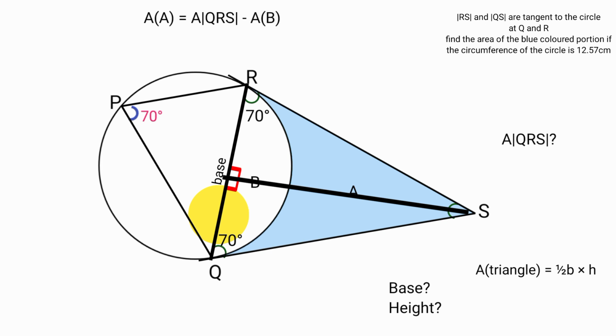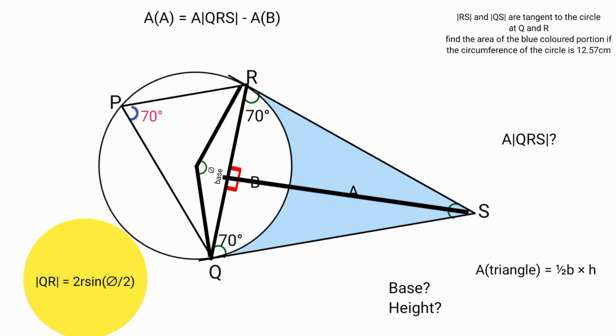To know that, we at least need to know the length of one of the sides. So since this here is also at the same time a chord of a circle, the formula for finding the length of a chord of a circle is 2r sine theta over 2. So we can say line QR equal to 2r sine theta over 2. Theta is the angle it subtends to the center. So what is the size of the angle it subtends to the center?